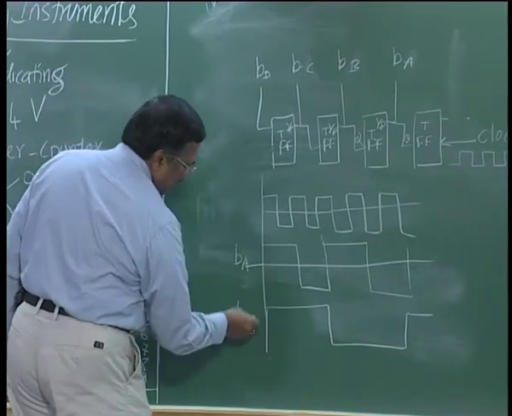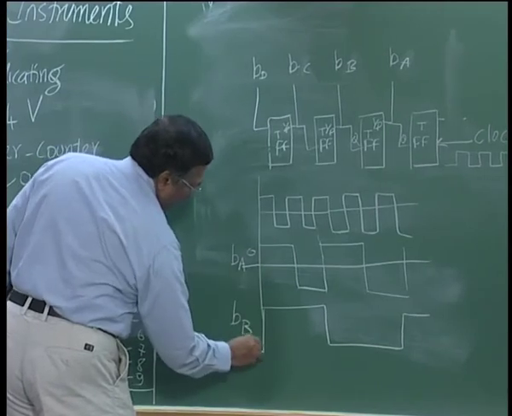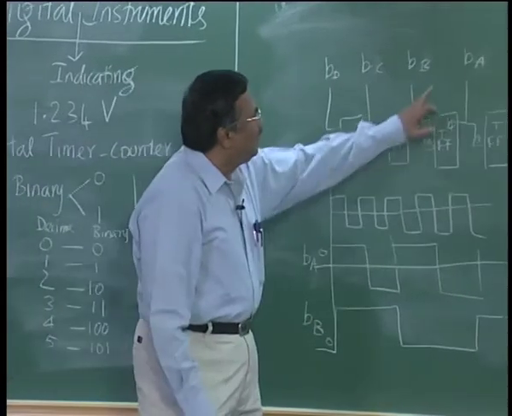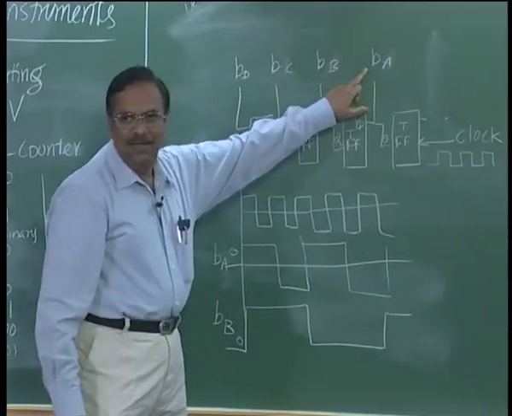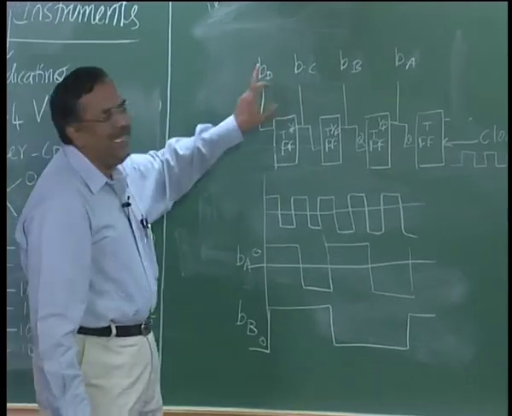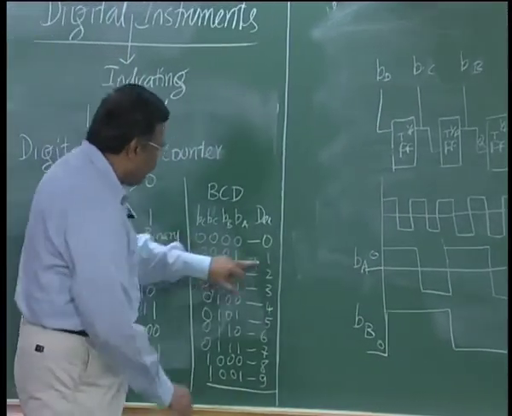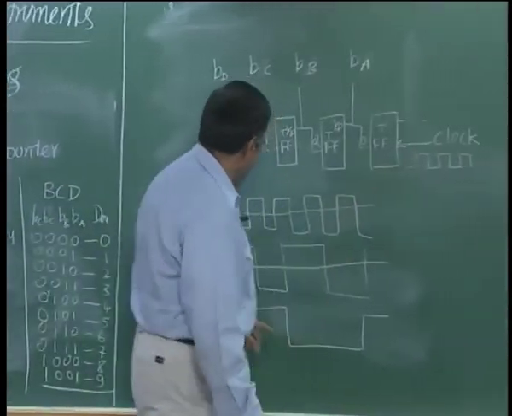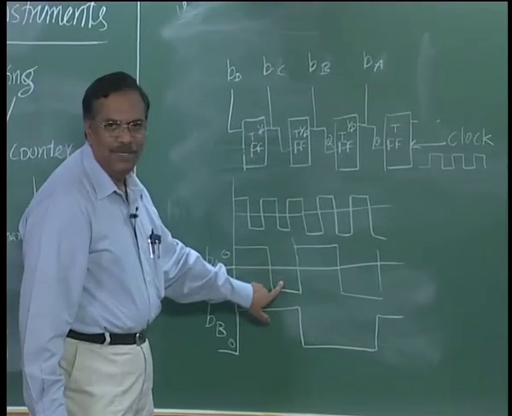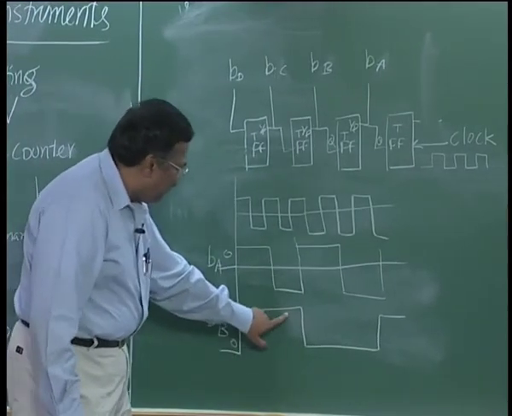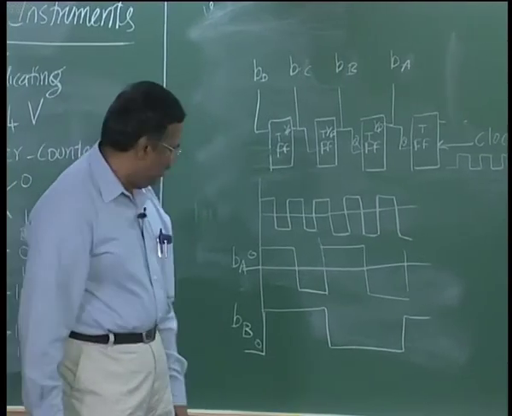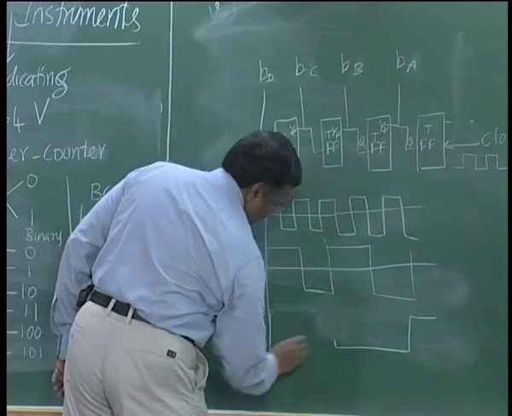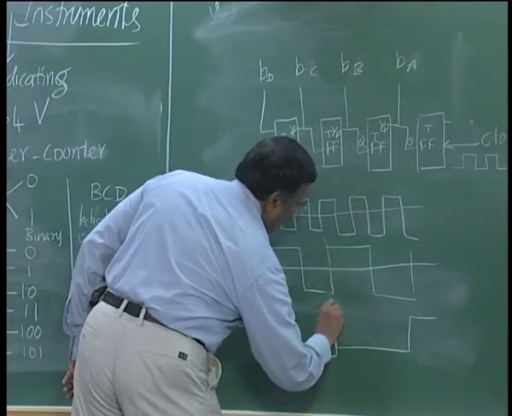So, at the start, before I apply the clock, everything is 0, B A, B B, B C. So, the first clock will make B A 1 and B C D would be 0. So, I will get for the first clock 0 0 0 1. When the second clock comes, B A would go to 0, but B B would become 1. Oh, okay. What is this? I have rising edge sensitive.